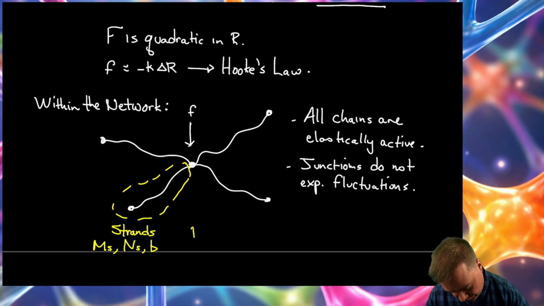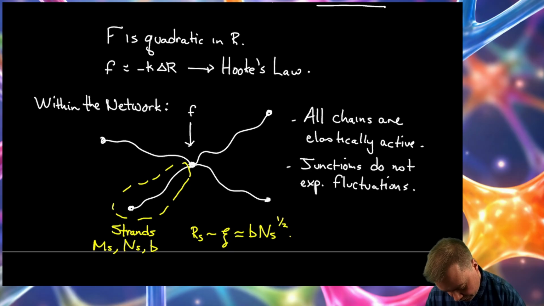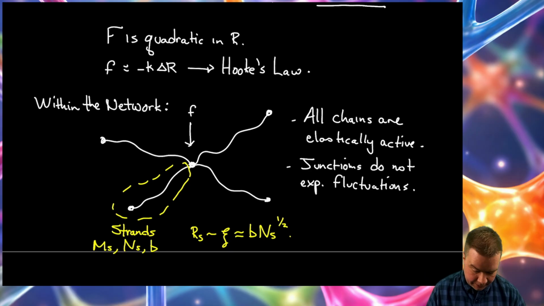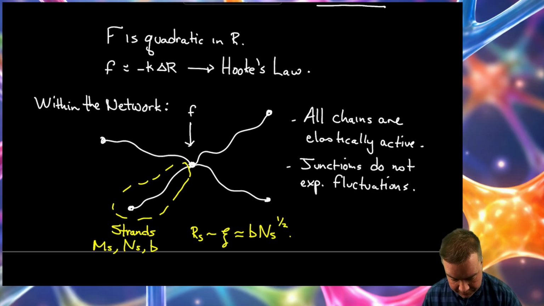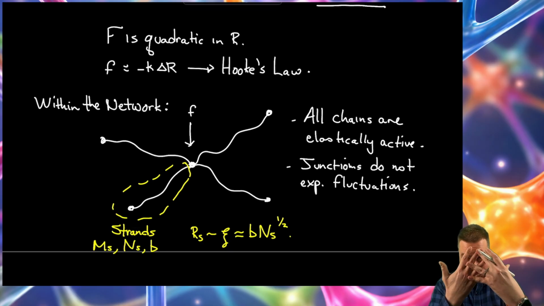And so the size of the strand, R sub S, is really related to the mesh size of the network, which I'll draw in a second. And what we're saying is that this is approximately b times N sub S to the 1/2 power. In other words, it's behaving ideally. And what I mean by mesh size is, if you consider this thing, again, taking the Canadian definition, this looks like a hockey net, ignoring defects and things like that.